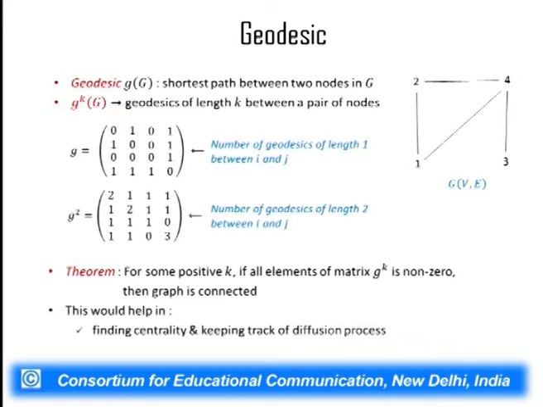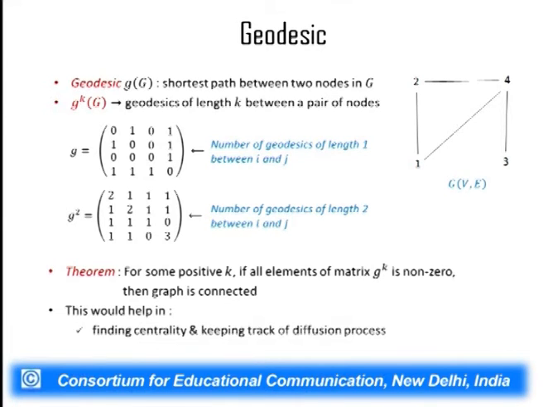Then of course we have geodesic. Geodesic is a term that basically refers to the shortest path between any two nodes in G. Instead of calling it a shortest path, we often call it a geodesic. Now geodesic is represented by small g, and when we have a term like g to the power k of the graph capital G, what does it signify? It signifies the total number of geodesics of length k between a given pair of nodes.